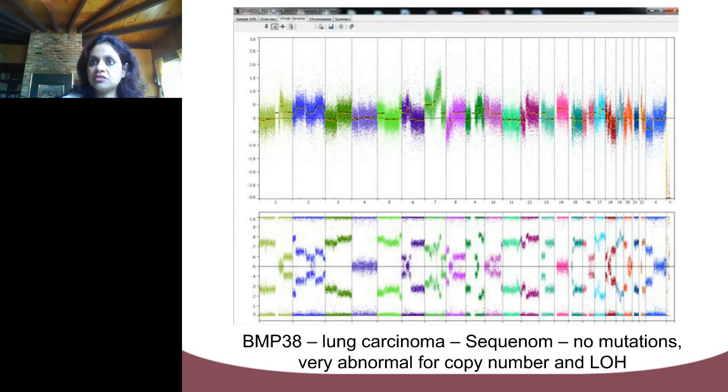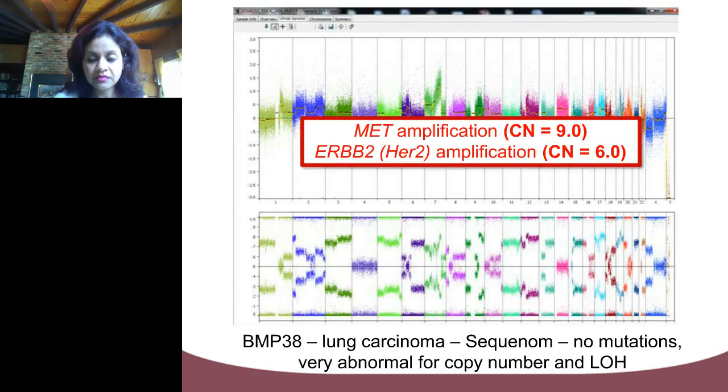So you get two pieces of information. First, you get information to send back to the oncologist that this is a very unstable genome, which in and of itself is a prognostic indicator. And the second thing is, in this particular sample, there were no mutations found. However, this sample did have two druggable copy number alterations, a MET amplification as well as a HER2 amplification.